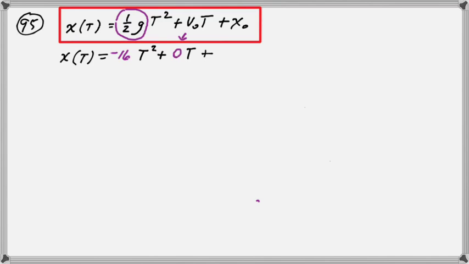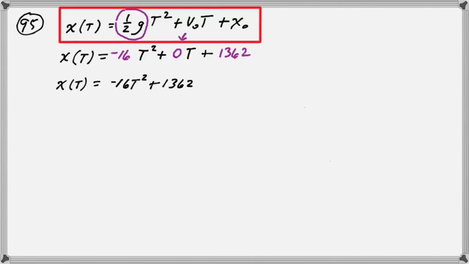And the top of a 1,362-foot building. So we have my position function: x of t equals negative 16t squared plus 1,362. That is called the position function.